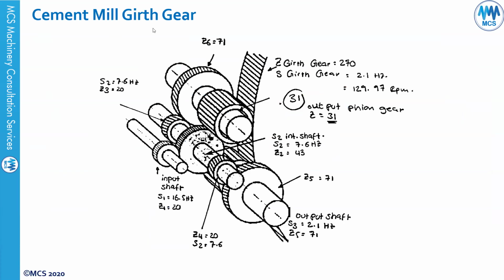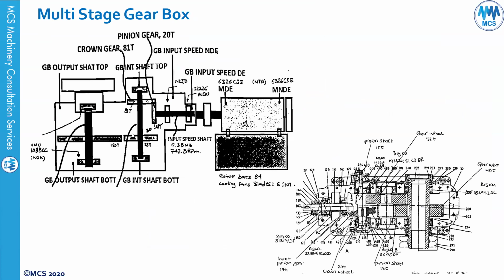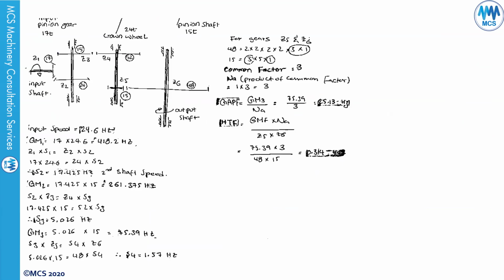This is a cement mill girth gear, which is a bit more complex. This is a mill gearbox, as you can see, with the input speed and two different stages. This is a good one to calculate this information. Let's see here, Z1 is 17, Z2 is 24, and Z3 is 15. The input speed was 24.6 hertz.